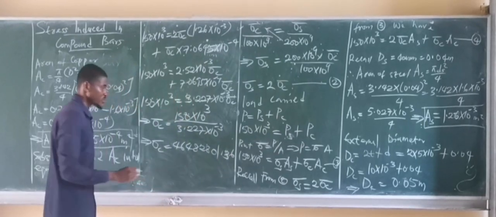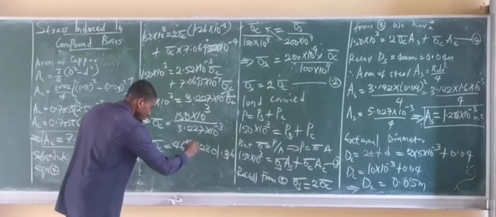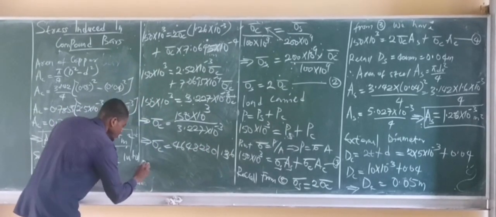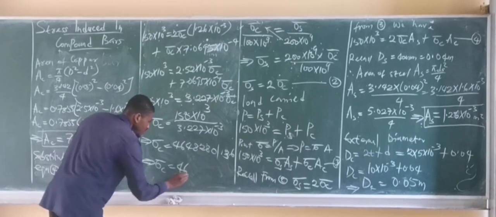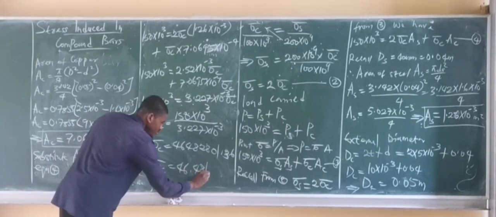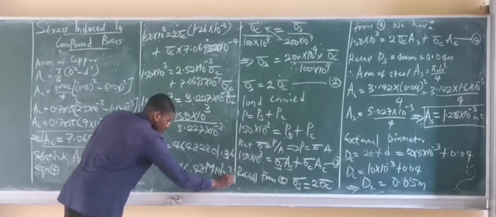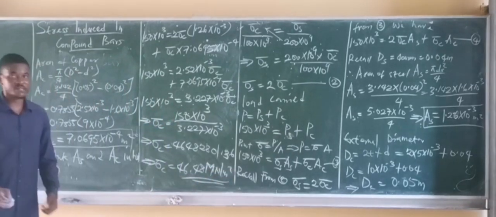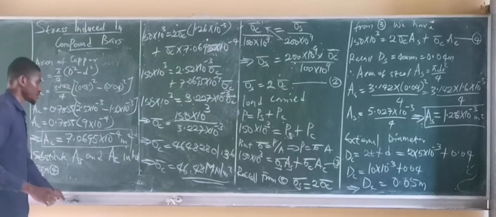So you can express this in mega units. You simply count 1, 2, 3, 4, 5, 6, so move 6 steps backwards. It implies that sigma C, the stress in the copper, is actually 46.48 meganewtons per meter square. So that's the first stress. That's how you find the first stress.